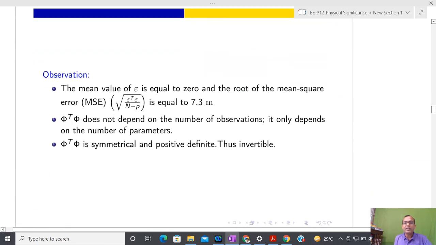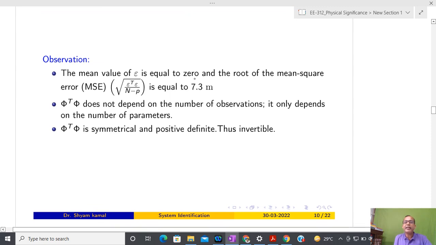Okay, and due to that reason, you can see that I have here calculated the mean square of epsilon, and the root mean square people are also calculating. So they are trying to make sure that the root mean square is least. And phi t phi doesn't depend on the number of observations, it only depends on the number of parameters. And phi t phi is symmetrical and positive definite, we have already seen.